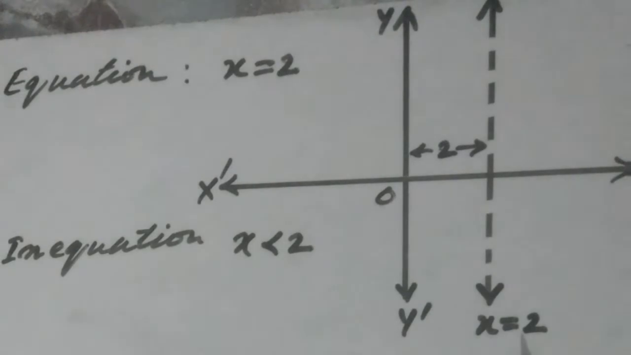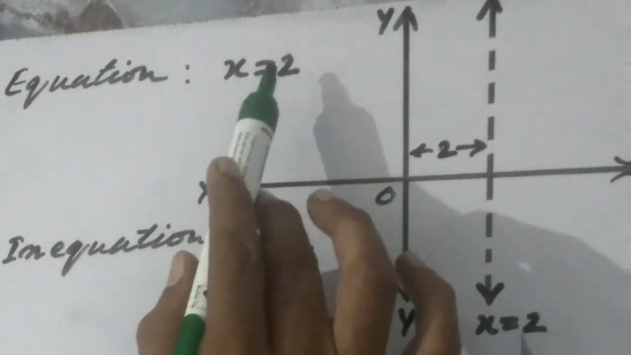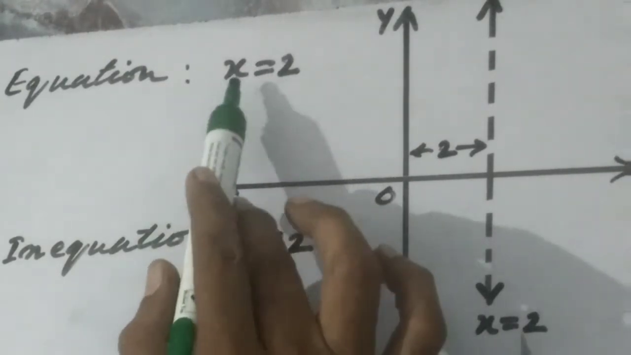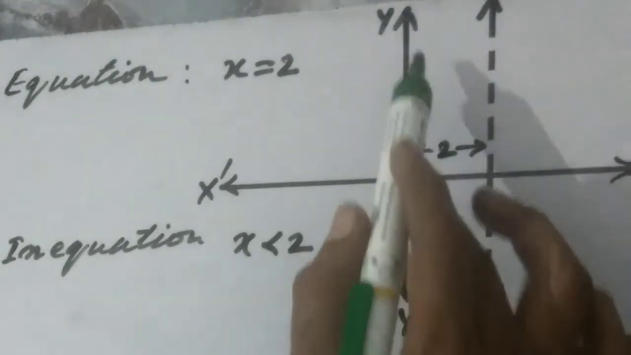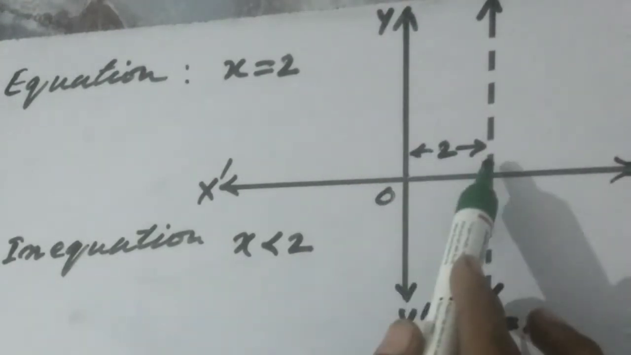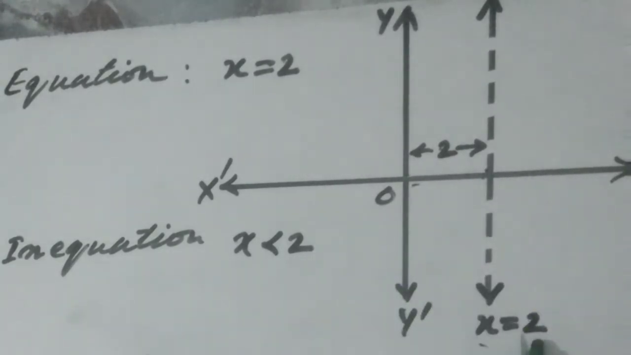Now let us talk about the equation x is equal to 2. So as we know well, x is equal to 2 is a straight line which is parallel to the y-axis at the distance of 2 units from the origin. So this is x is equal to 2 on the graph.